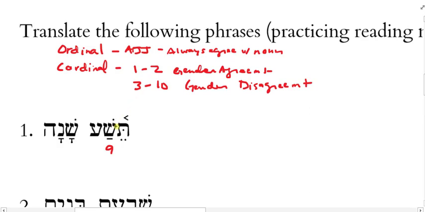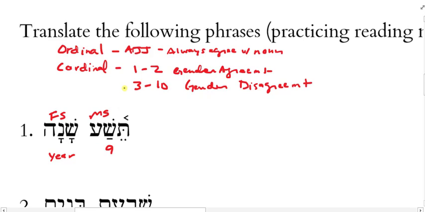Okay, so look at the number tesha. Is this a gender conforming or gender non-conforming number? It's non-conforming. There's going to be a mismatch. So you've got to look at the thing being numbered here. Shana is the word year, and is it masculine or feminine? Shana. Feminine singular. All right? So if you're looking at that feminine singular form, but you've got a number 9, it's gender disagreeing. It's got to be the masculine form.